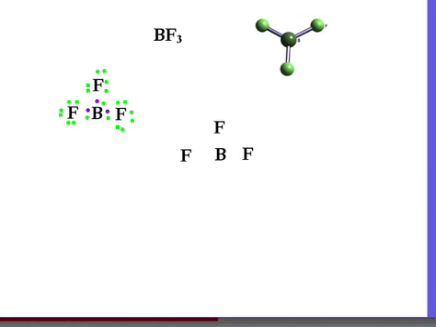So we'll draw in those shared pairs. And again, boron is incomplete. It does not have all 8 electrons. And then we just draw in the lone pairs. Each fluorine has 3 pairs of lone electrons, 6 lone electrons altogether. But because they're in pairs, they're satisfied the way they are. So there's the Lewis structure for boron trifluoride, which is an incomplete octet.